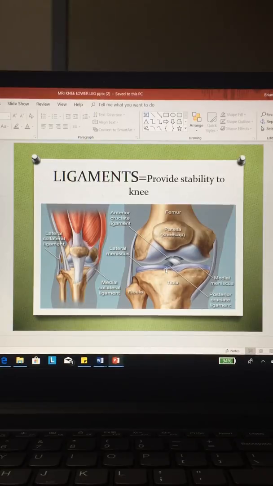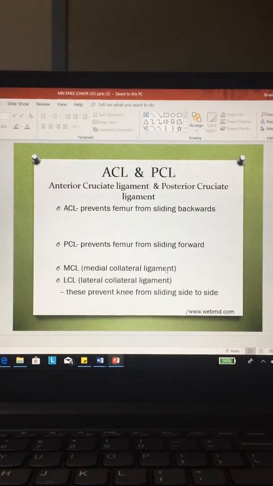So again, here's just some more animated drawings of your ACLs, your MCL, LCLs, your anterior cruciate ligaments. The ACL's main objective is to prevent the femur from sliding backwards. The PCL prevents the femur from sliding forward. And then your MCL and your LCL keeps the knee from sliding side to side.